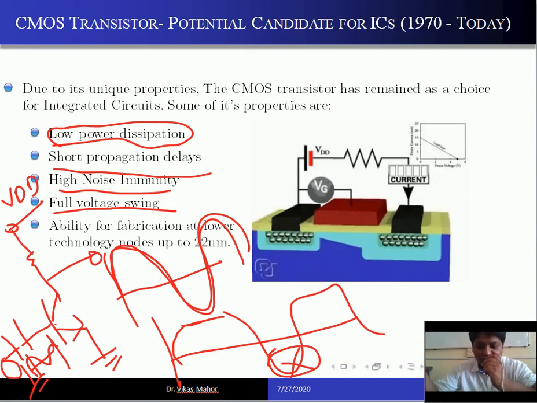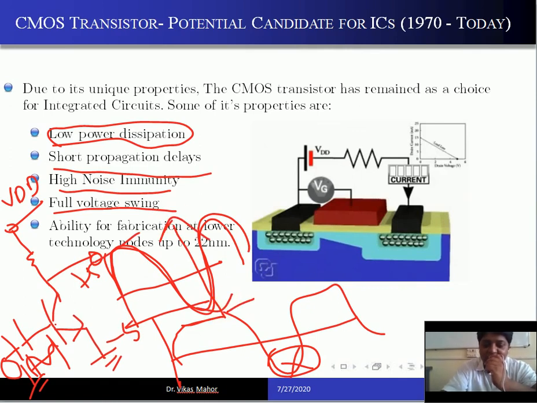Why do we call it a full voltage swing? Because full voltage swing means if you are giving it from minus 5 volt to plus 5 volt, then in the output also you are getting from the lowest voltage, that is minus 5, to the highest voltage, that is plus 5. Fine. That's why we call it full voltage swing. So with CMOS you are getting full voltage swing.